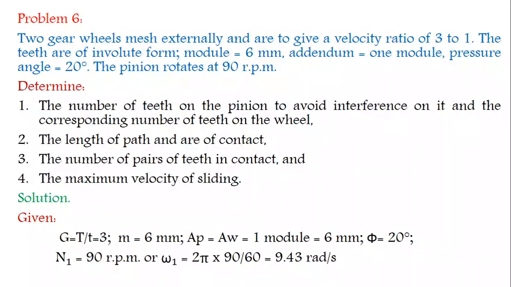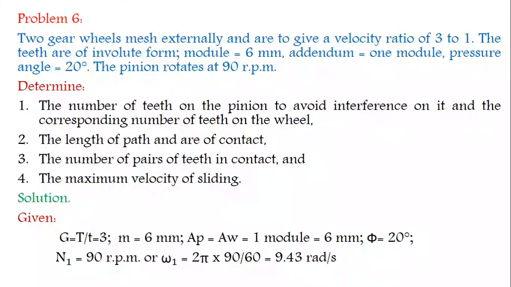The module is equal to 6 millimeter. Addendum is equal to 1 module, that means addendum is equal to 6 millimeter. In this problem, the addendum is given. Next, pressure angle is equal to 20 degree. The pinion rotates at 90 rpm. Determine the number of teeth on the pinion to avoid the interference on it and the corresponding number of teeth on the wheel.